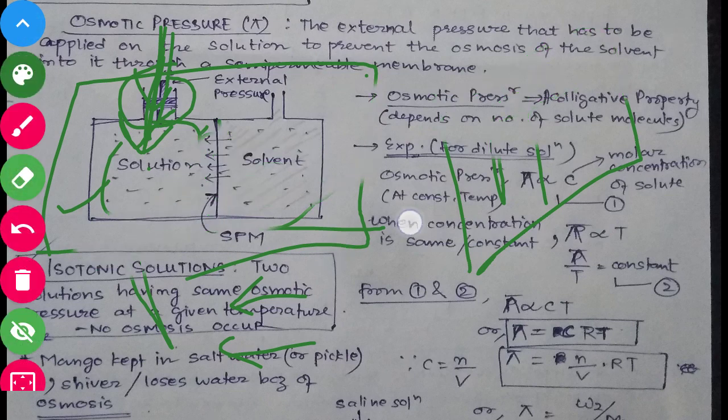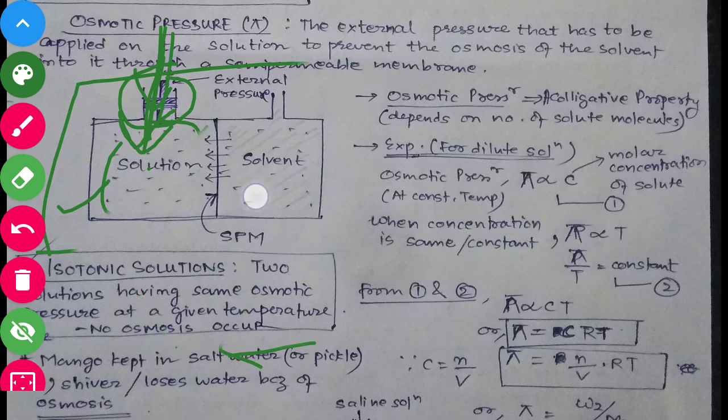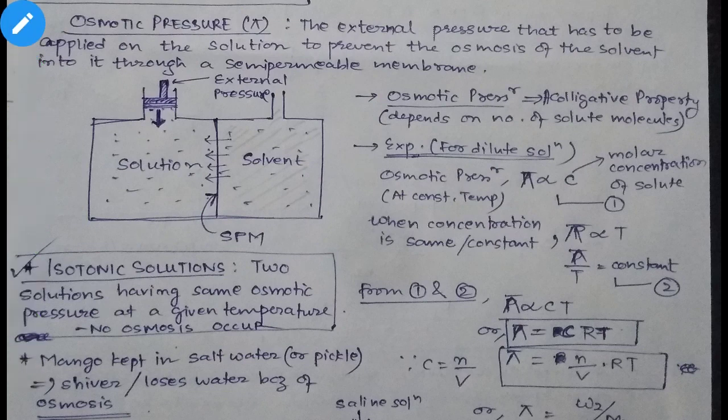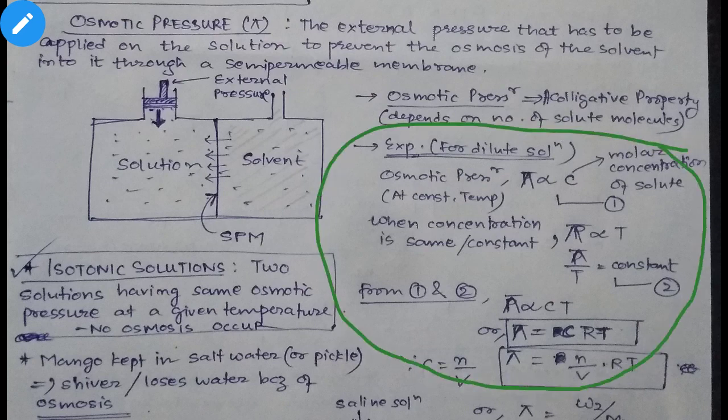Now you see, since I have said that osmotic pressure is a colligative property, it depends upon the number of the solute molecules, right? Number of the solute molecules. So what is seen experimentally, I'll not go into details of all these, because they never ask you in the exam, okay? You just see it once, I have written over here clearly. What is seen is that the osmotic pressure is directly proportional to the molar concentration of the solute, or the molarity.